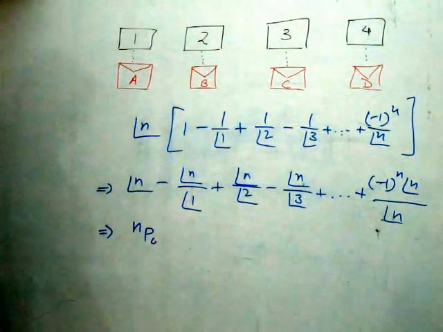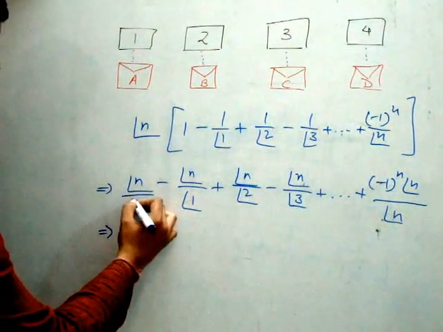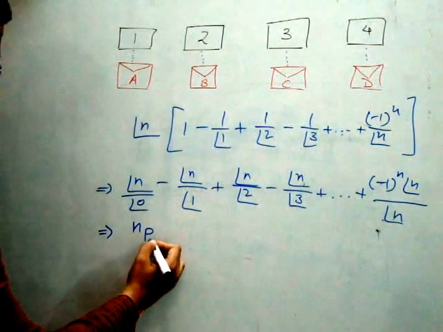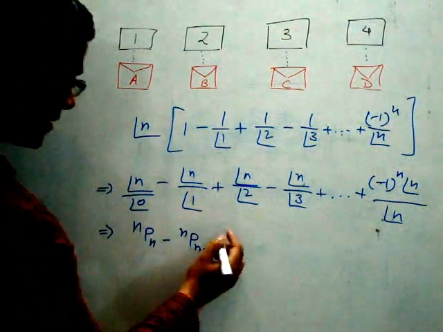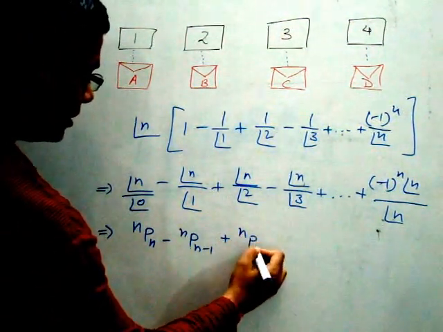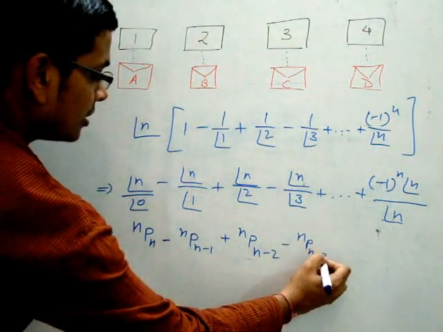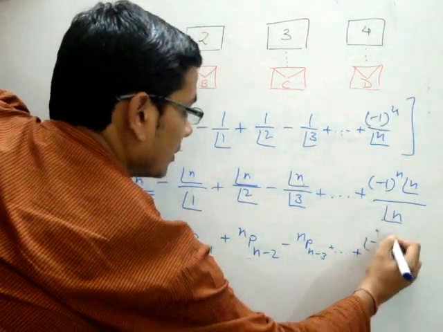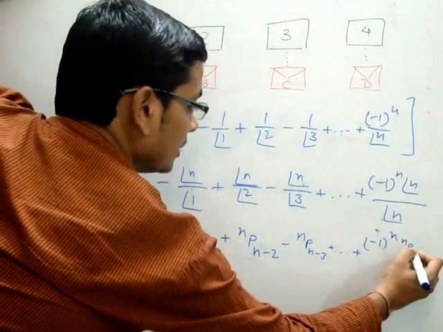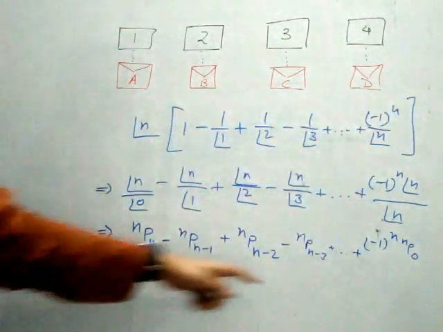nP0, sorry, not nP0. Here we already have factorial 0 in the denominator. So what we can write this as is nPn minus nP(n minus 1) plus nP(n minus 2) minus nP(n minus 3) plus up to minus 1 to the power n nP0. So the derangement formula can be written in this format or in this format.